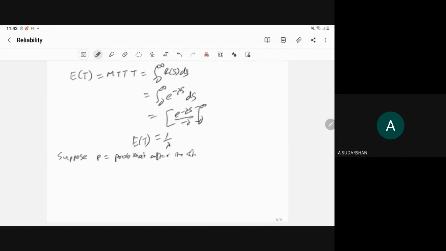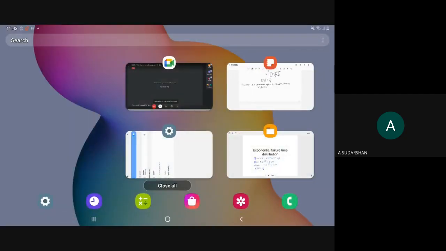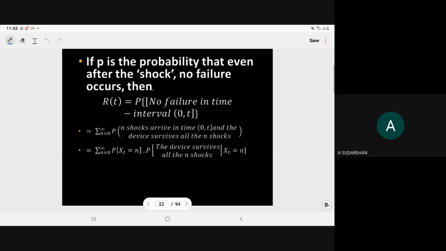Suppose P is the probability that after this shock there is no failure. So this much we have discussed. If P is the probability that even after the shock no failure occurs, then reliability is equal to no failure in time interval 0 to t. That is the basic definition. Reliability is what? No failure in time 0 to t.